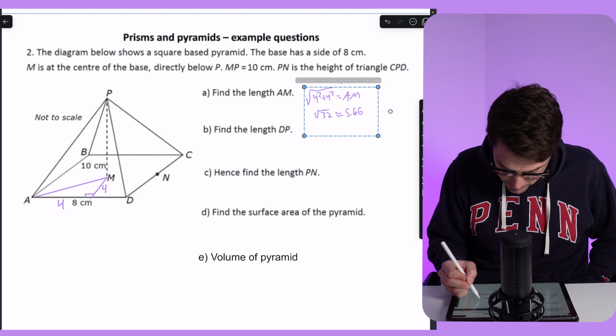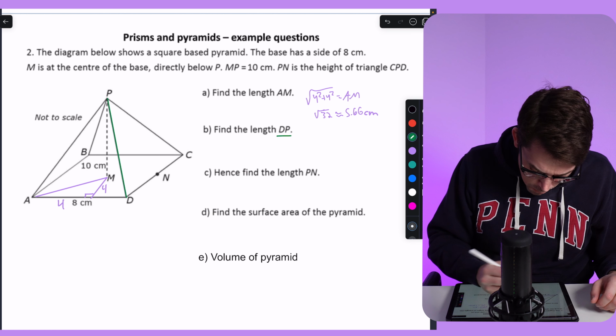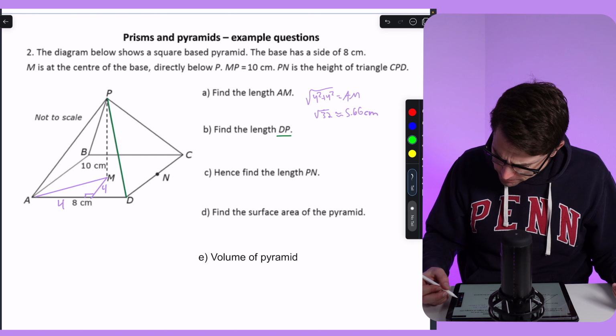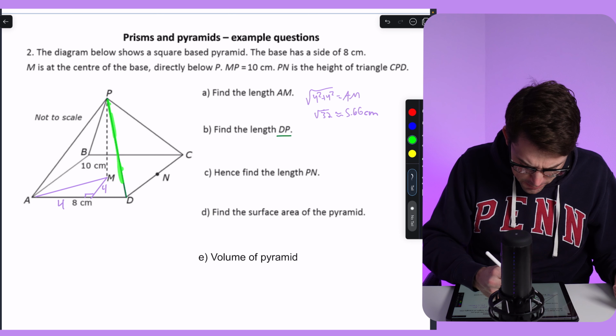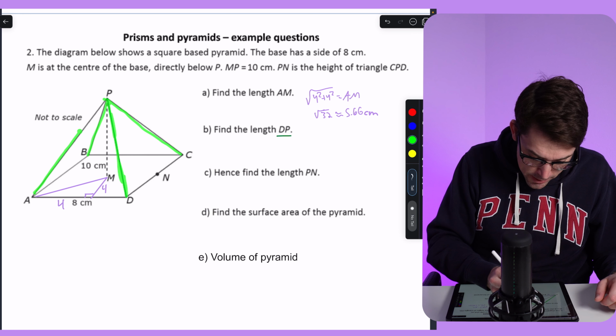Okay, about 5.66 centimeters. So let's find the length of PD. So let's go ahead there. Now what's actually kind of funny about this is you could go ahead and solve this, but it's actually easier to recognize that all 4 of these are going to be the same, just by nature of the pyramid.